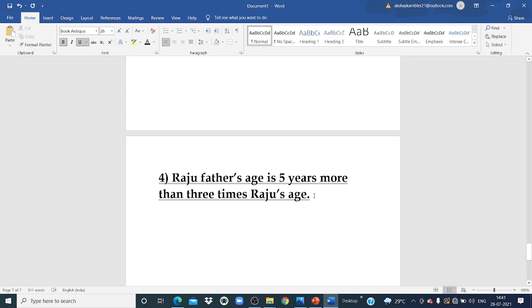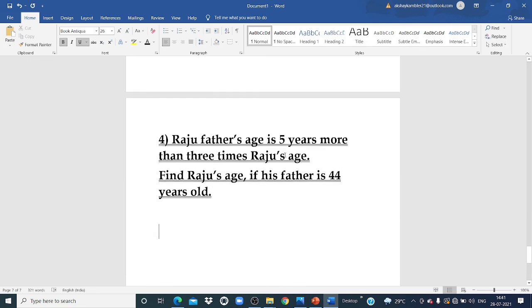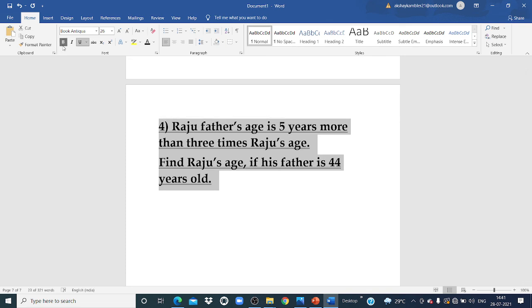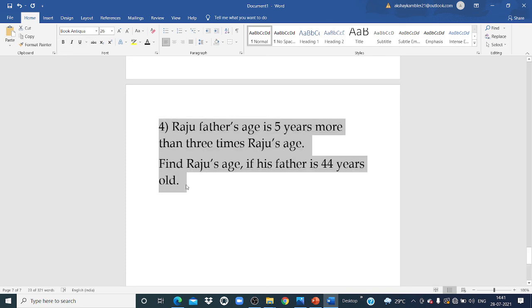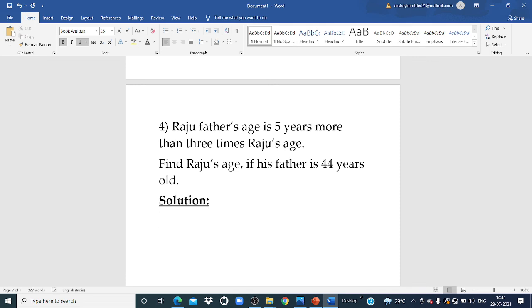So now the question is, find Raju's age if his father's age is 44 years old. So can you find out the solution of this example? Yes, my dear students, just try to find out the solution. I'll give you 2 minutes. Within the 2 minutes you have to solve.